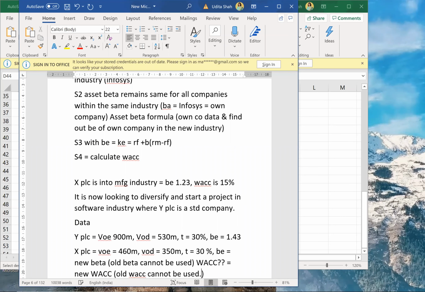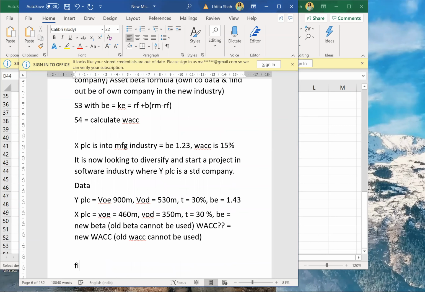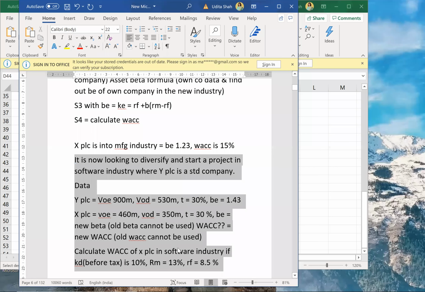So calculate the WACC of XPLC in the software industry if KD before tax is 10%, RM is 13%, and RF is 8.5%. Okay, so let us do this sum.